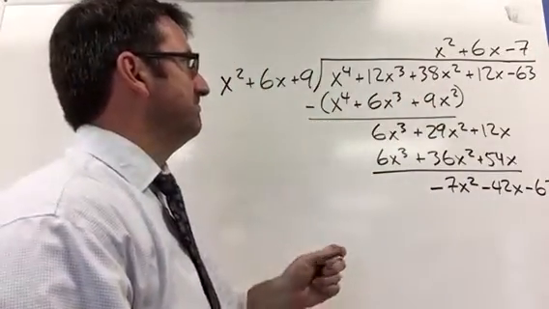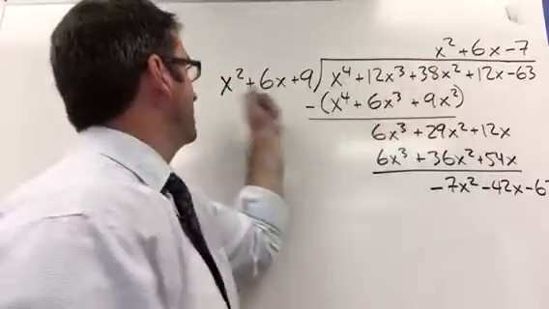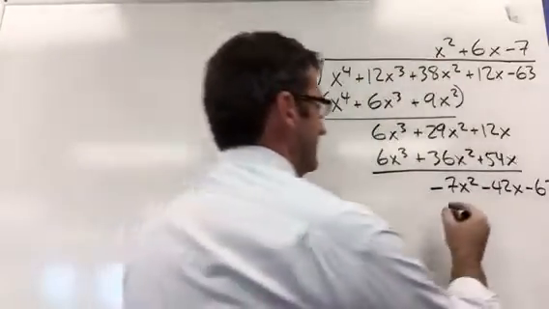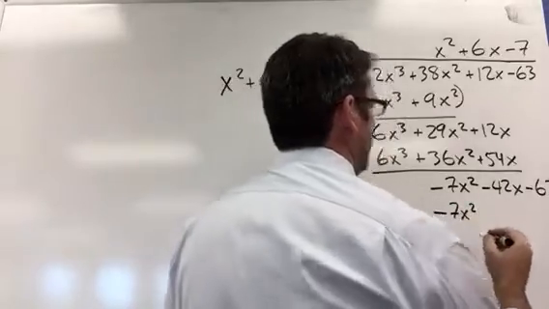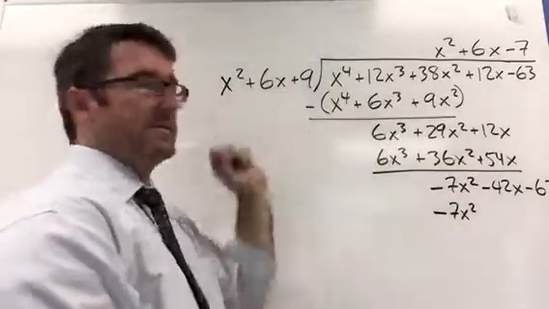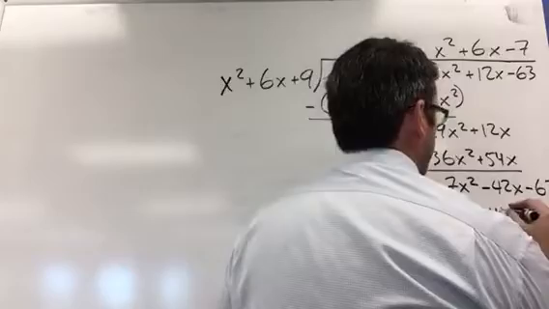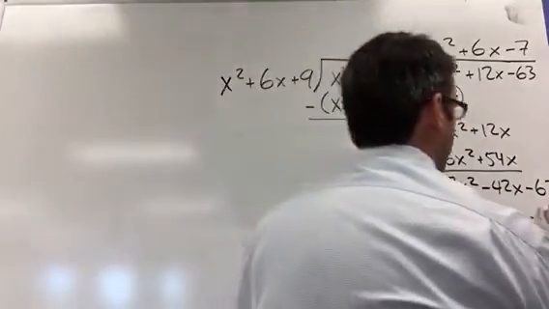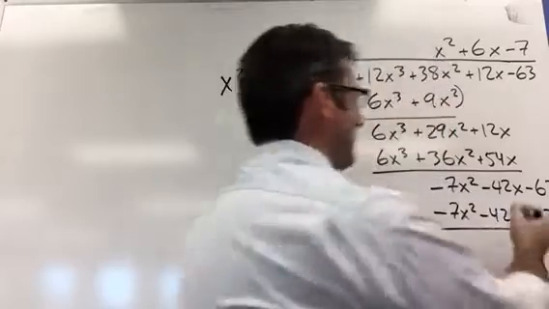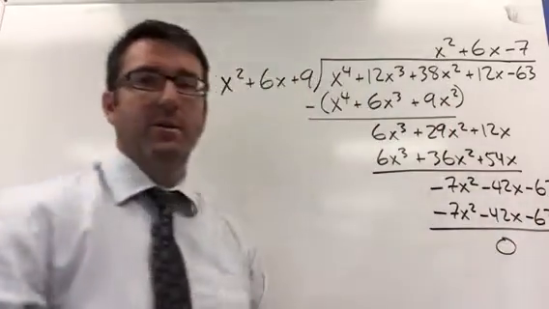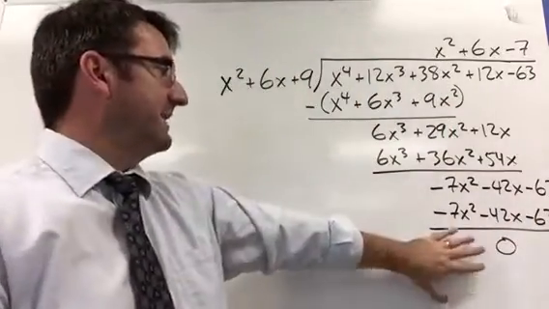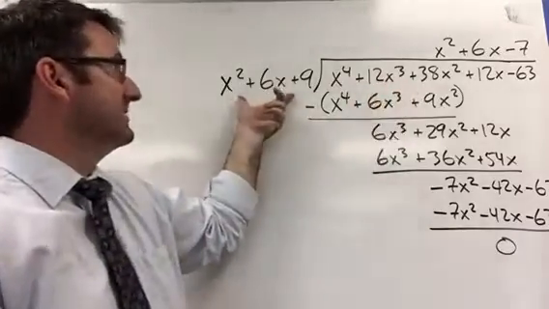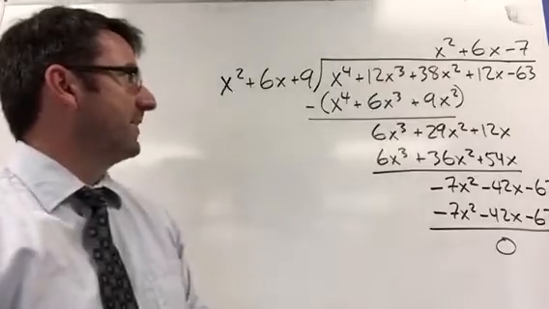All right, and then we multiply this through. Negative 7 times x squared is negative 7x squared. Negative 7 times 6x is negative 42x. And negative 7 times 9 is negative 63. And when we subtract those, we get a remainder of 0, which is what we expected to happen, given that the book told us that this was a factor of this.